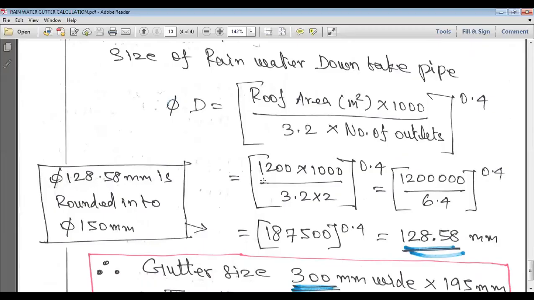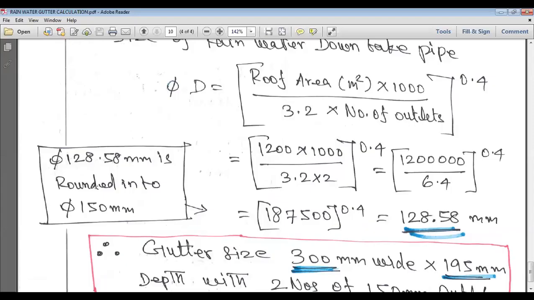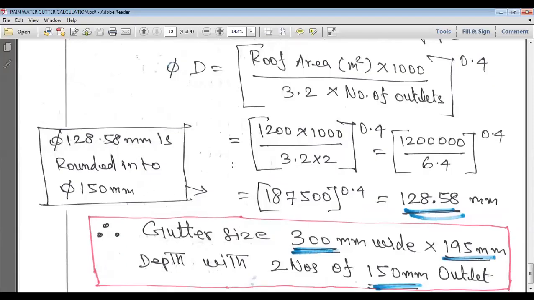128.58, you will round it up to 150, because as per market pipe size availability, 125 means a 5-inch pipe size. After the 125, you will get a 6-inch pipe only. 6-inch means 150 mm if you go with steel pipe. If you go with plastic pipe, 160 mm will come. Now we are going with steel pipe only for this gutter, so we are considering 150 mm. 128.58 mm is rounded to dia 150 mm as per market availability.